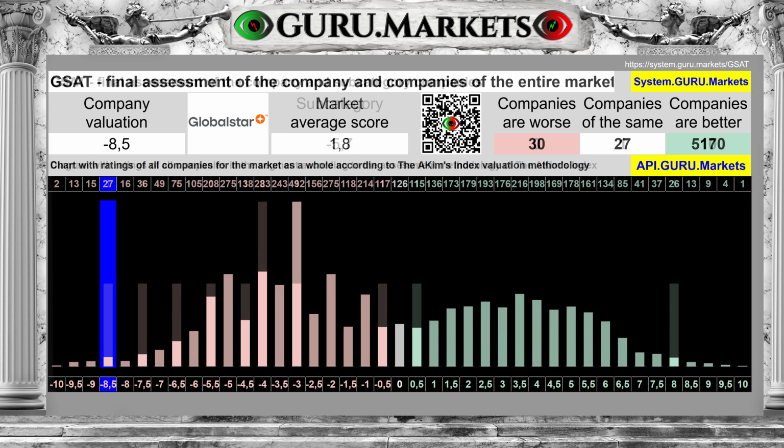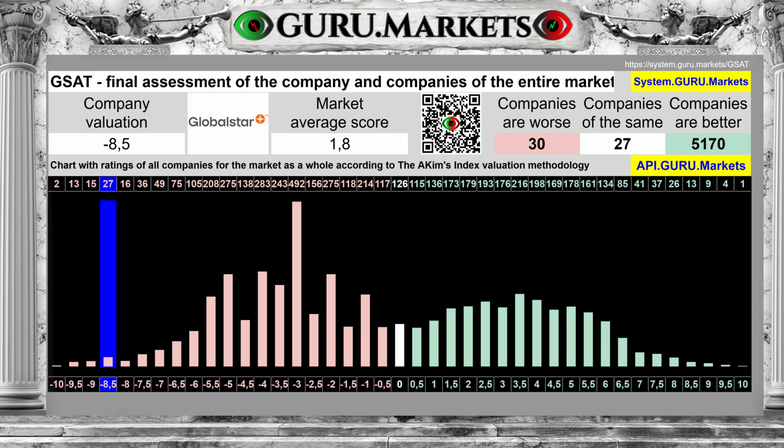If you look at it broadly, within the framework of the US stock market in general, note that the average rating for the stock market as a whole is 1.8 points, against the minus 8.5 points rating for the company Globalstar Inc.